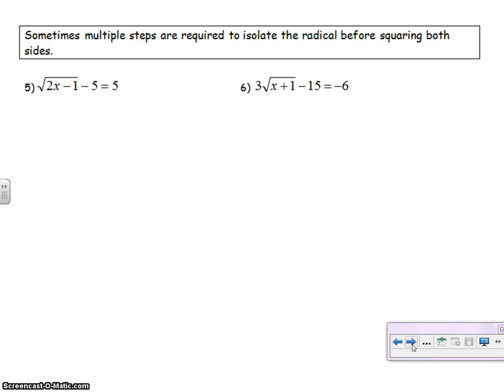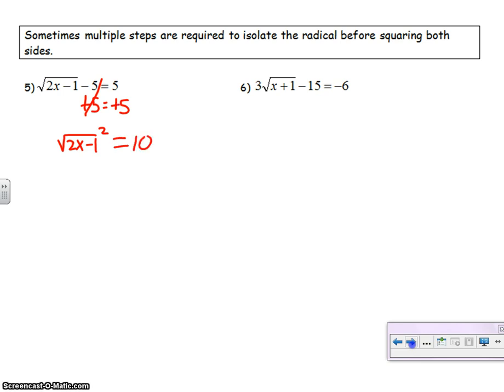Sometimes we have multiple steps that we need to first isolate the radical sign before we square both sides. So when we look at number 5, that minus 5 that's on the left-hand side is not under the square root. So we need to move that by adding 5 to both sides. So we're left with the square root of 2x minus 1 is equal to 10.